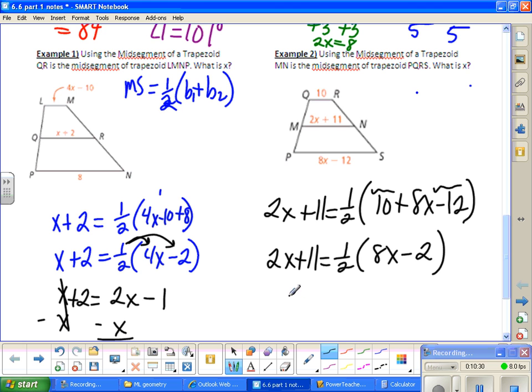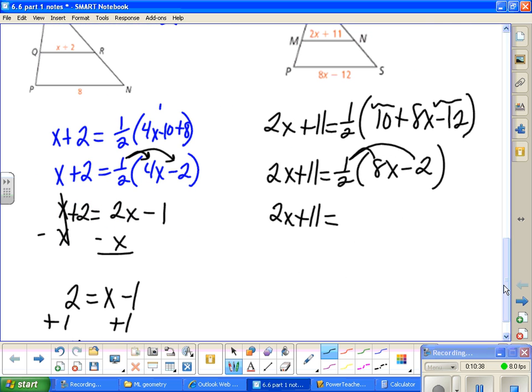And then I'm going to do the same thing. 2x plus 11 equals, distribute that 1/2 inside the parentheses. And so, if you think about what we talked about before, 1/2 times 8 over 1, you get 8 over 2. So really what you're saying is half of this number becomes 4x. And then 1/2 times 2 is minus 1.